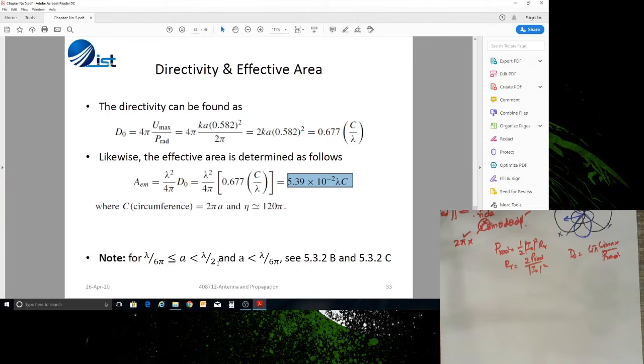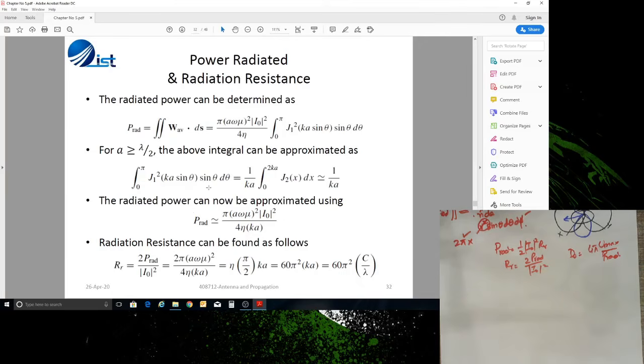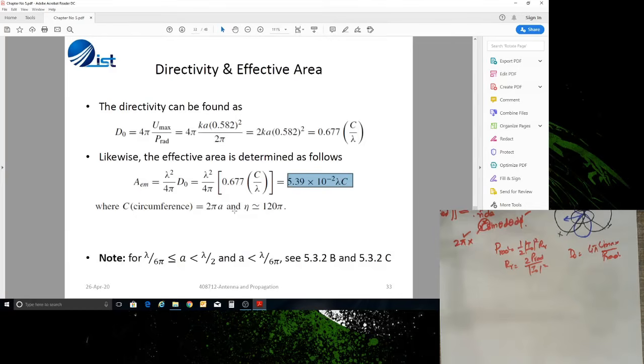So for other ranges of a, for example a less than lambda by 2 but greater than or equal to lambda by 6 pi, and a less than lambda by 6 pi, in your book, the expressions in Article 5.3.2b and 5.3.2c are given, which we are looking at here for a greater than lambda by 2. So you can directly go and see it in your book as well.